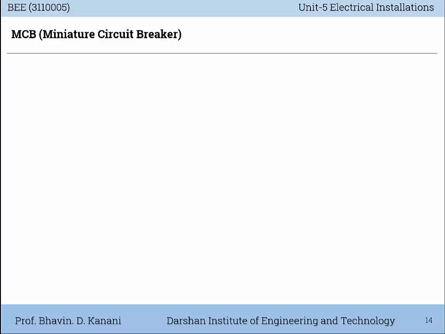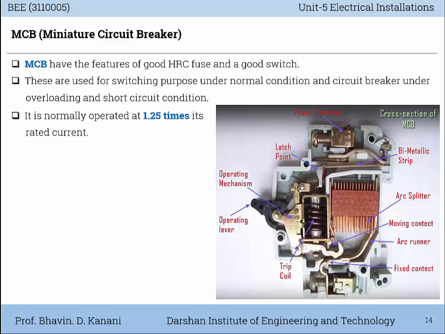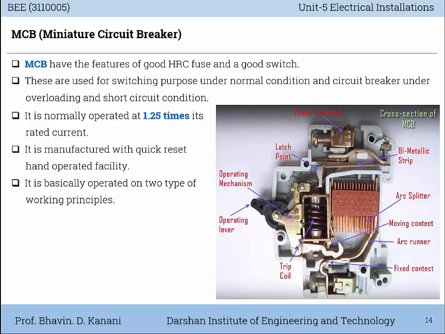Next is MCB, miniature circuit breaker. MCB has the features of a good HRC fuse and a good switch. So this is the combination of both. These are used for switching purpose under normal condition and as circuit breaker under overloading and short circuit condition. See in this figure, it is normally operated at 1.25 times its rated current. It is manufactured with quick reset and operated facility.